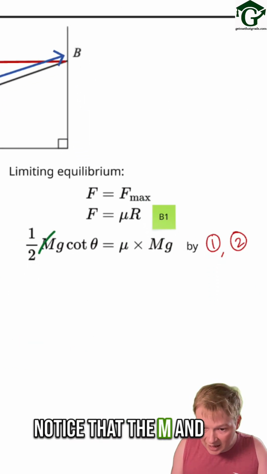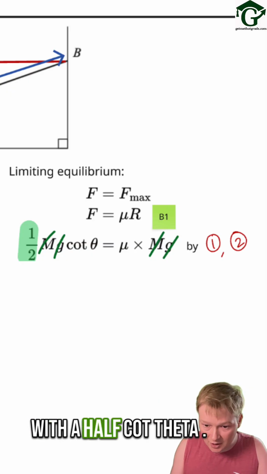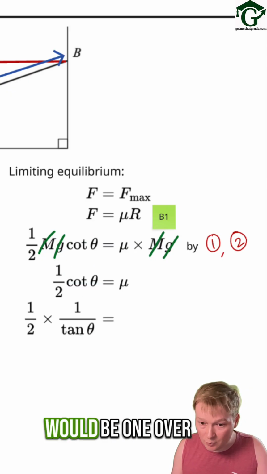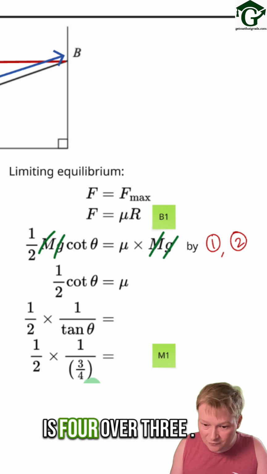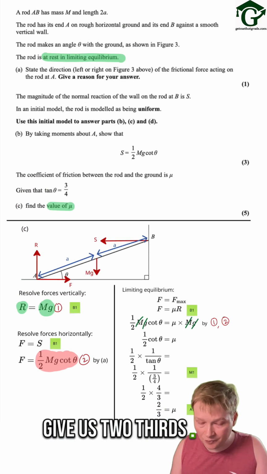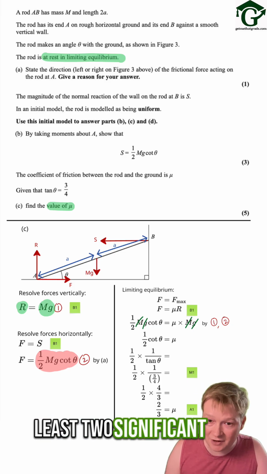Notice that the m and the g will cancel on both sides of the equation, leaving us with 1/2 cot theta. But cot is 1 over tan, and 1 over tan would be 1 over 3/4, which is 4 over 3. So we've got 1/2 multiplied by 4 over 3, that will give us 2/3. Or you can write 0.67. At least 2 significant figures there.